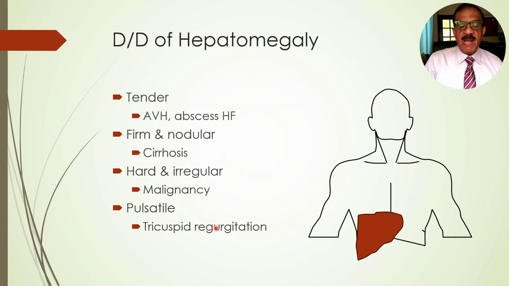Then if the liver becomes pulsatile, it may indicate tricuspid regurgitation. All right, so I think these are some of the causes of hepatomegaly. There are actually many, but I would be happy if you come up with just a relatively short list like this one.